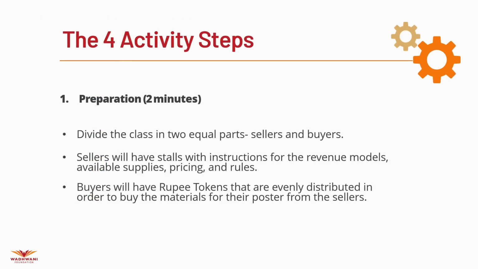The four activity steps. First, preparation. Divide the class into equal parts, sellers and buyers. Sellers will have a stall with instructions for the revenue models, available supplies, pricing, and rules. Buyers will have tokens that are evenly distributed in order to buy the materials for their posters from the sellers.